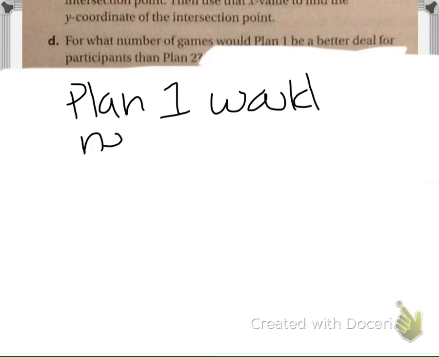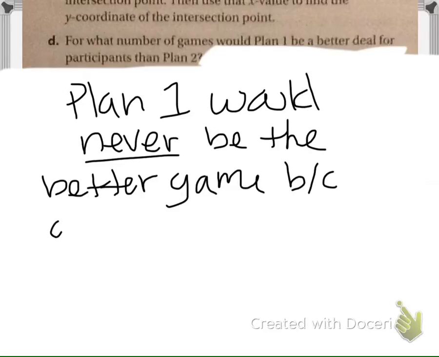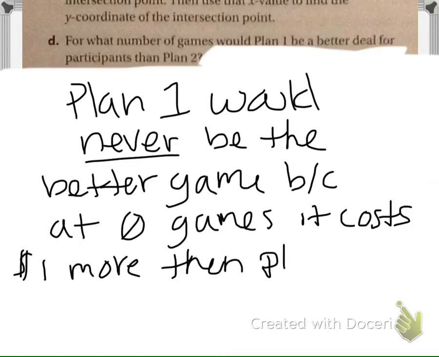So it says, for what number of games would plan 1 be a better deal? I'm going to say plan 1 would never be the better deal, because at 0 games it costs $1 more than plan 2. So plan 2 would always be the better deal.